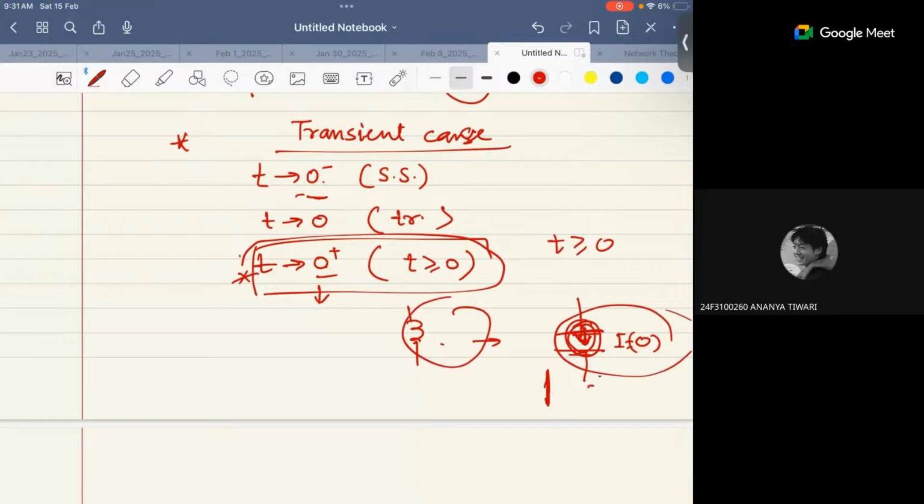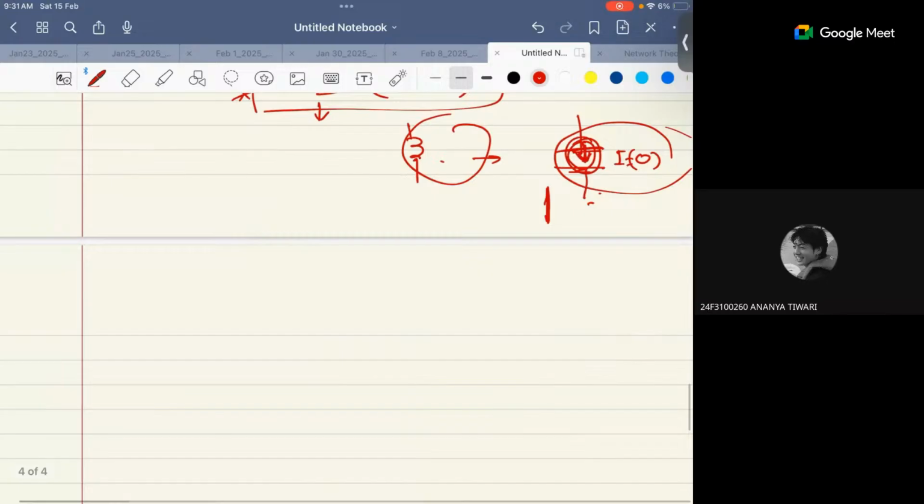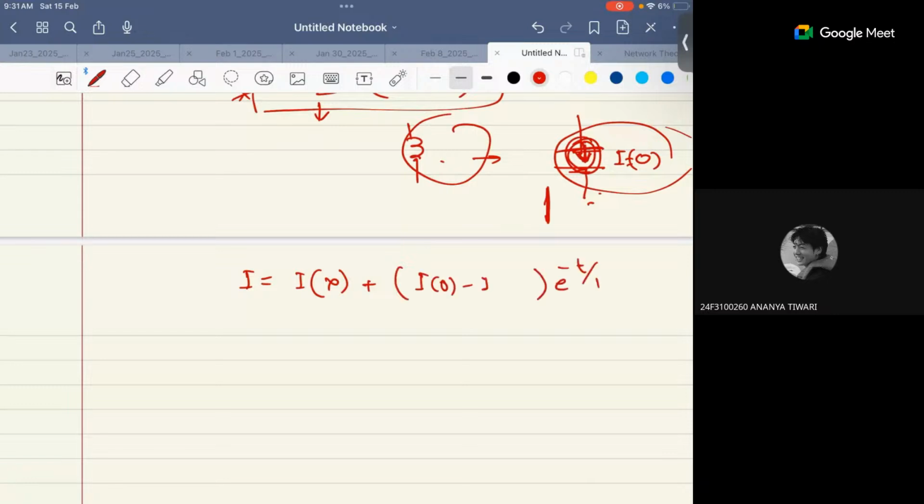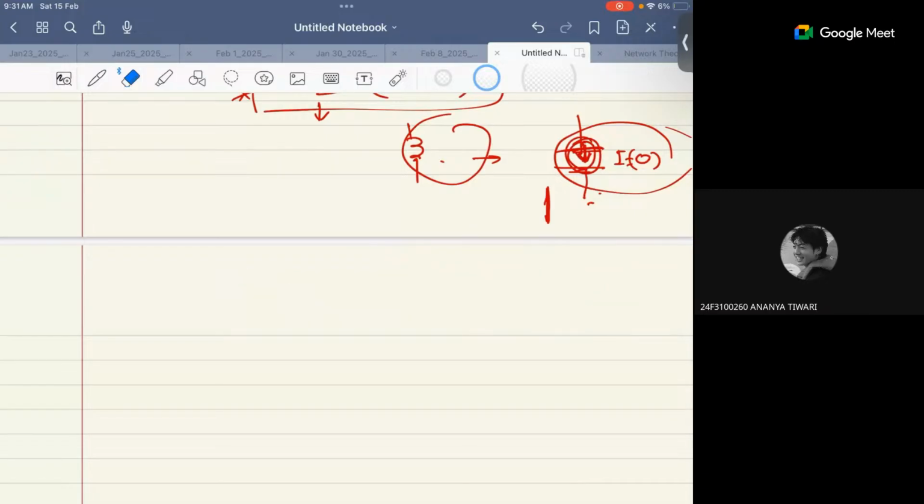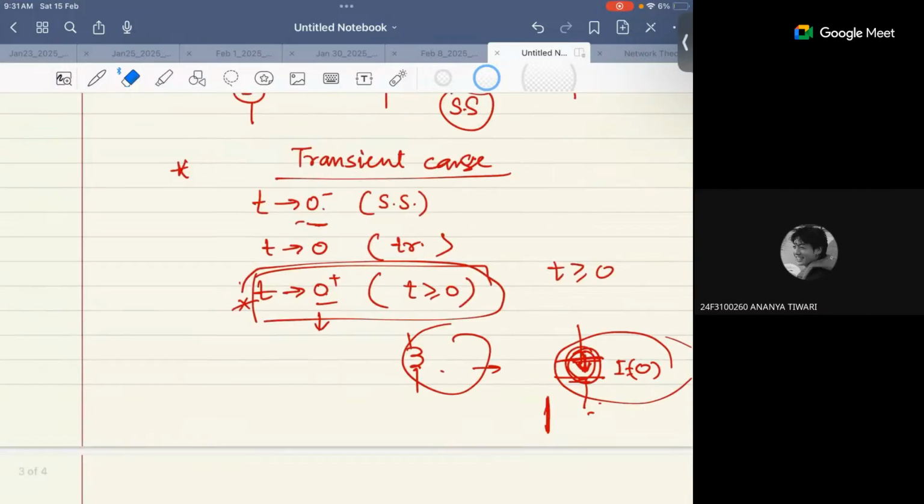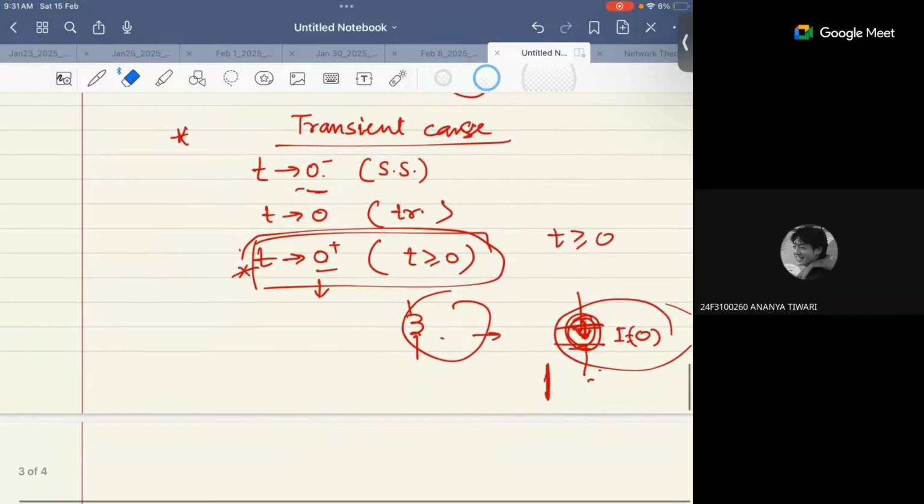This is when you are using the other method, the transient method. What is that method? You generally write it as I infinity plus (I of 0 minus minus I infinity) times e to the power minus t by tau, where tau is the time constant. So this is another method that has not been taught, so you just have to use the Laplace every time, and Laplace takes care of everything.